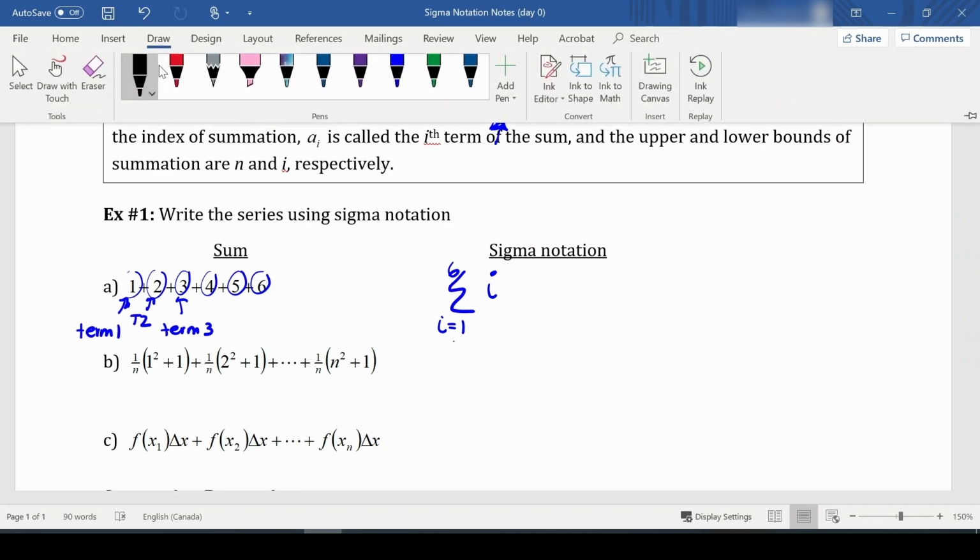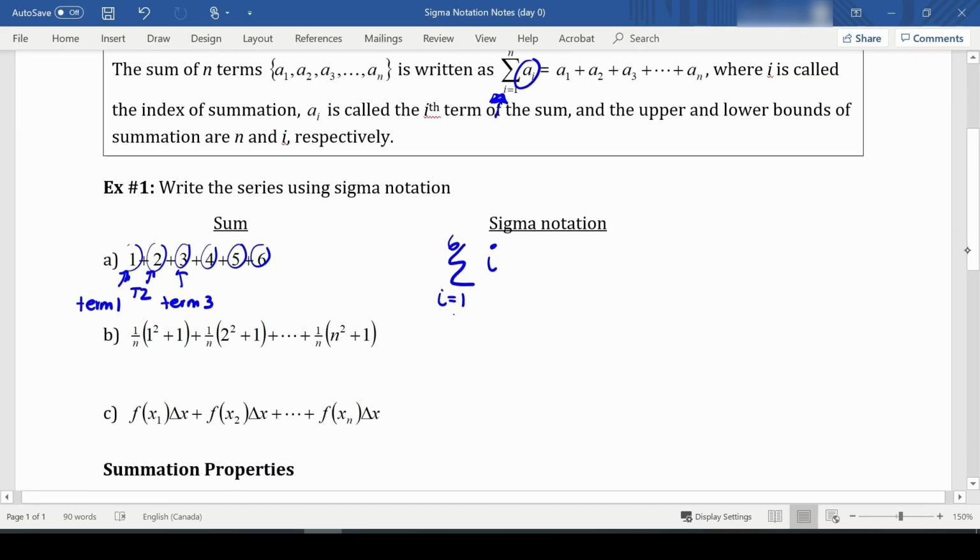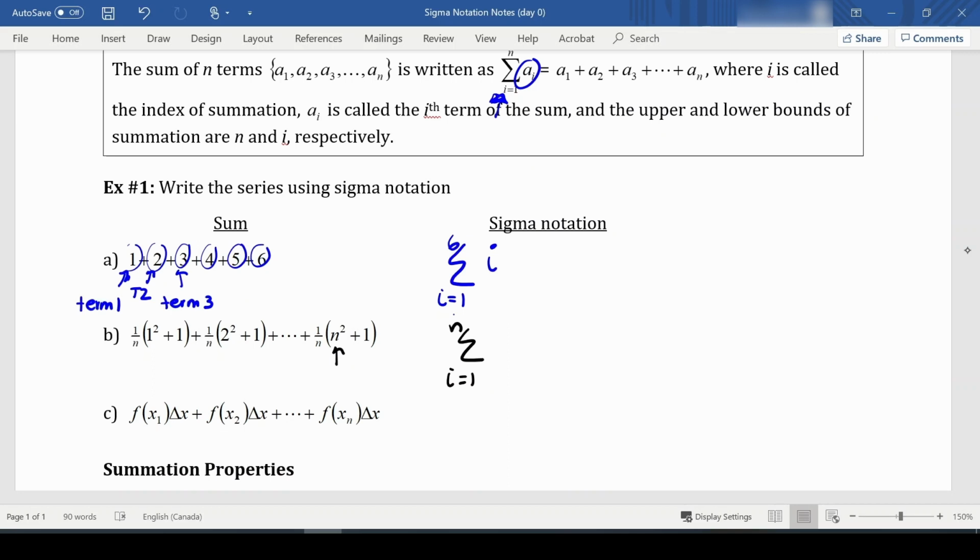All right, next one. We're starting at term 1. We're ending at term n. We don't know how many terms there are. And the question is, what is changing and what is staying the same? So hopefully we can see that this is changing each time. This is staying the same each time, and this is staying the same each time.